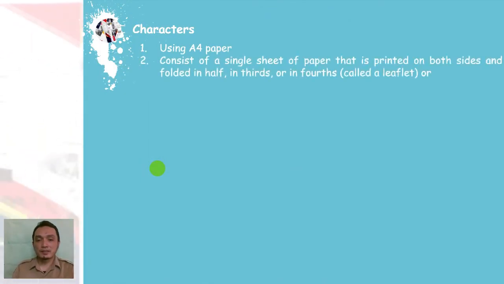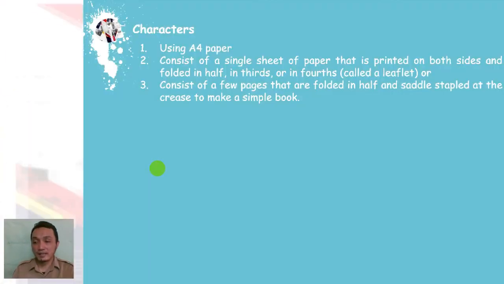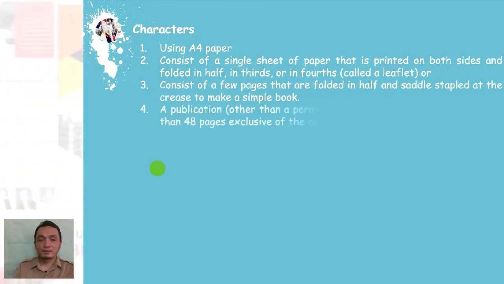Using a full paper consists of a single sheet of paper that is printed and folded in half, in thirds, or in fold, called a leaflet. So it is rather similar to a leaflet, or consists of a few pages that are folded in half and stapled. So when a piece of A4 paper is folded into 2 or 3 folds, and then the middle line is stapled at the crease to make a simple book.